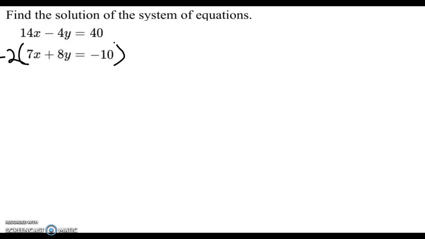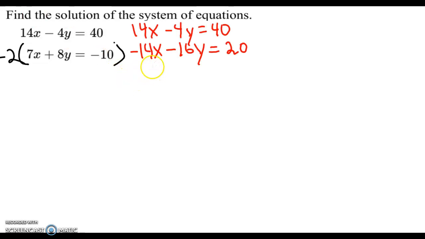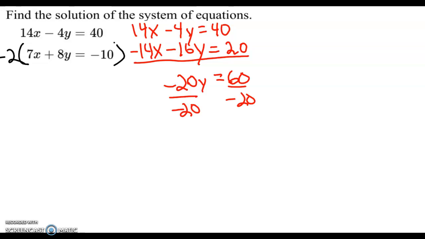Okay, so I'm going to multiply it by negative 2, so that I'm going to change the signs on all of these here. And that's going to get me negative 14x, negative 16y, and positive 20. Now when I add the x terms, they will eliminate, leaving me with one variable. So I got negative 20y is equal to 60. I'm going to divide by negative 20. And y is equal to negative 3. It's hard to see that negative, but it's negative 3.